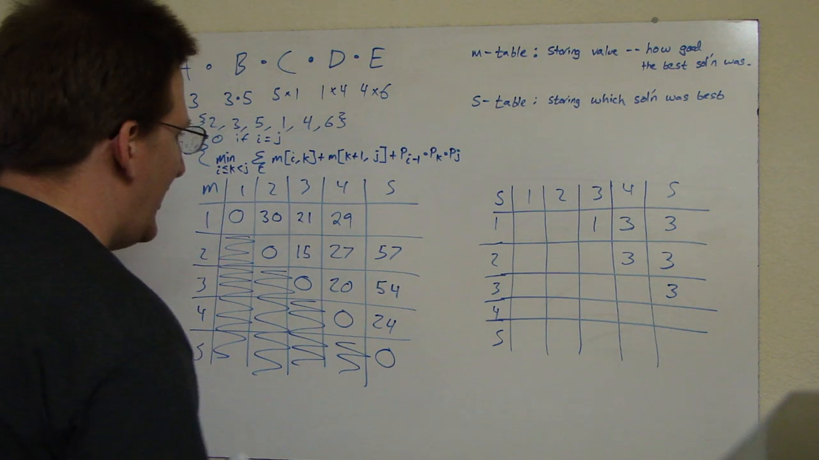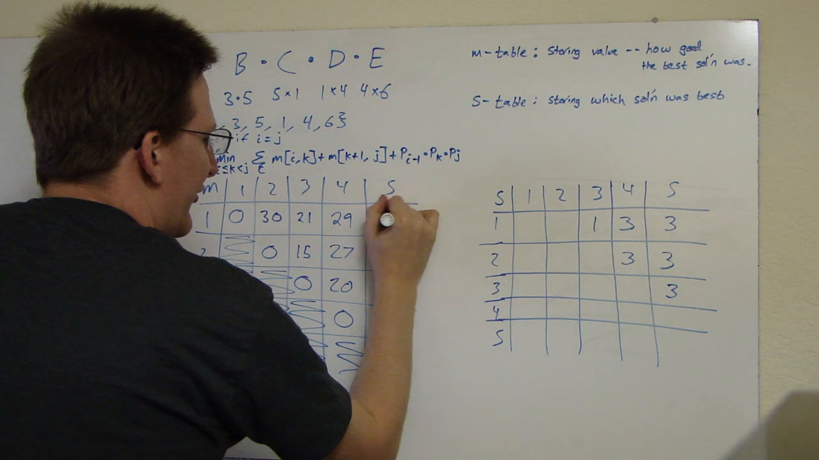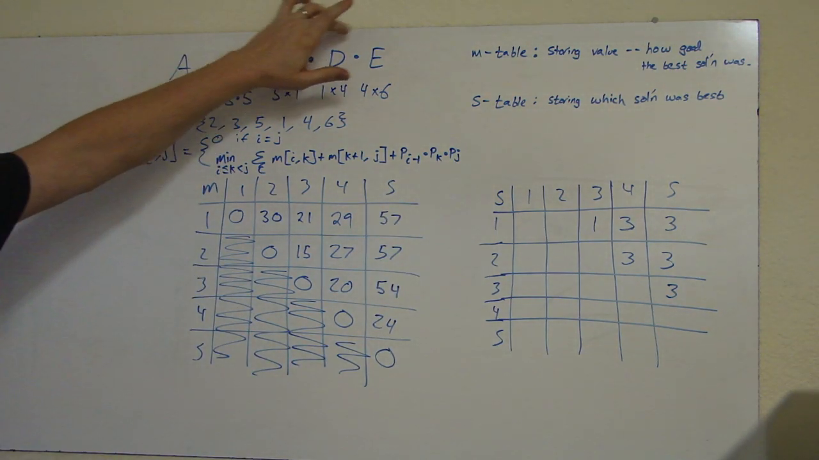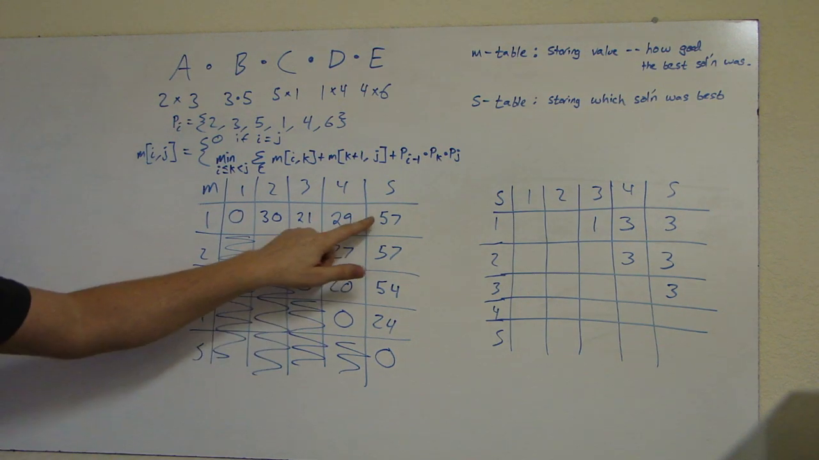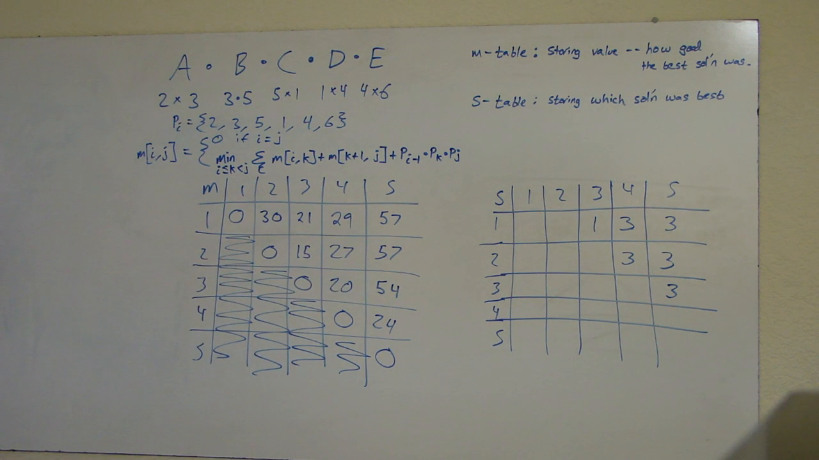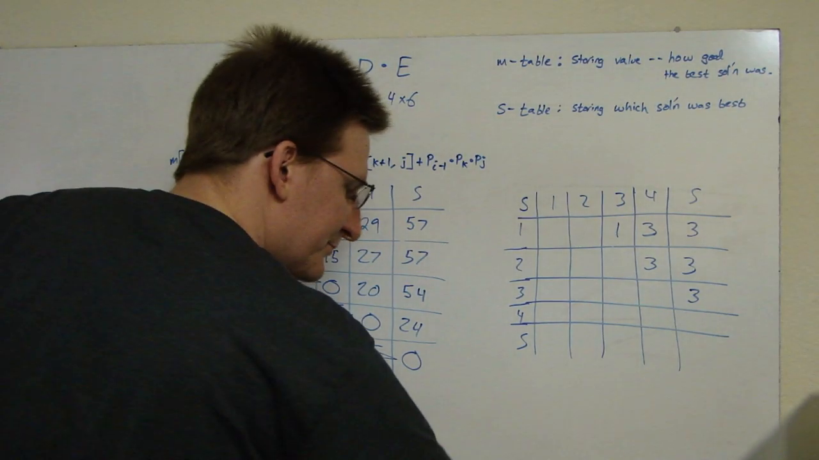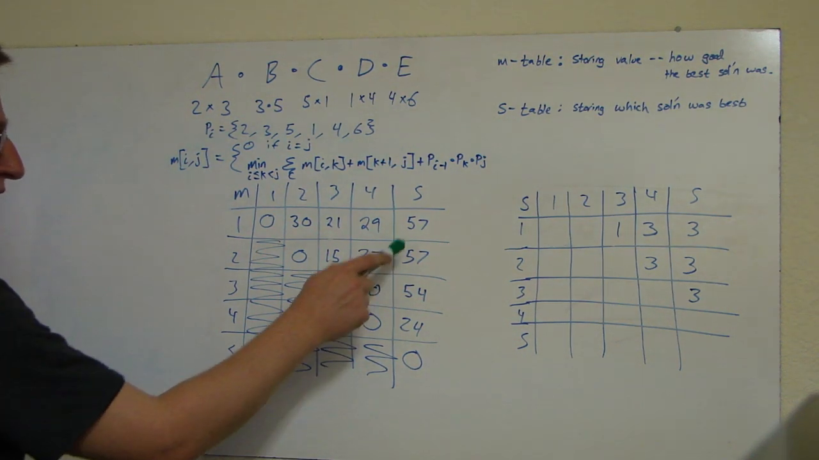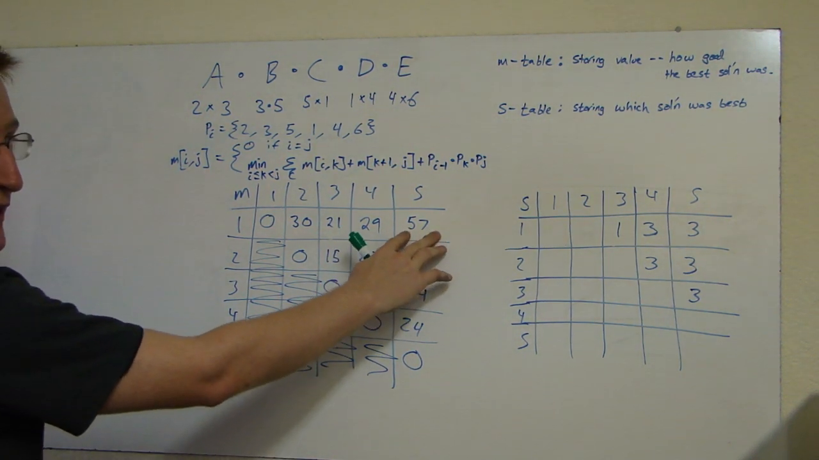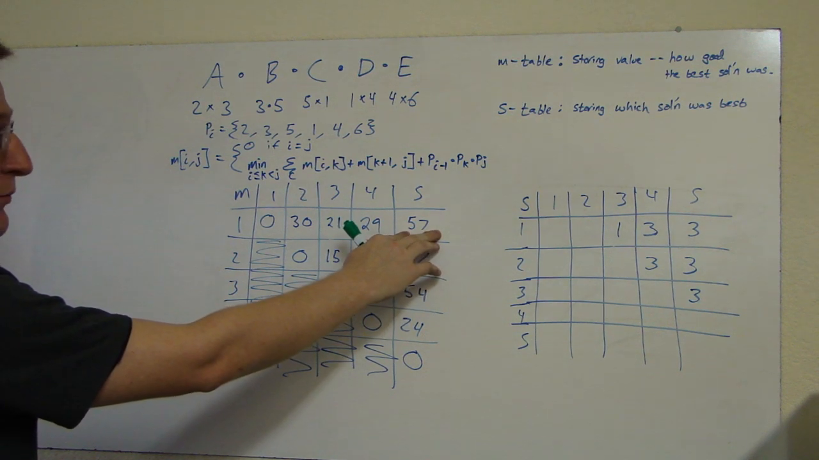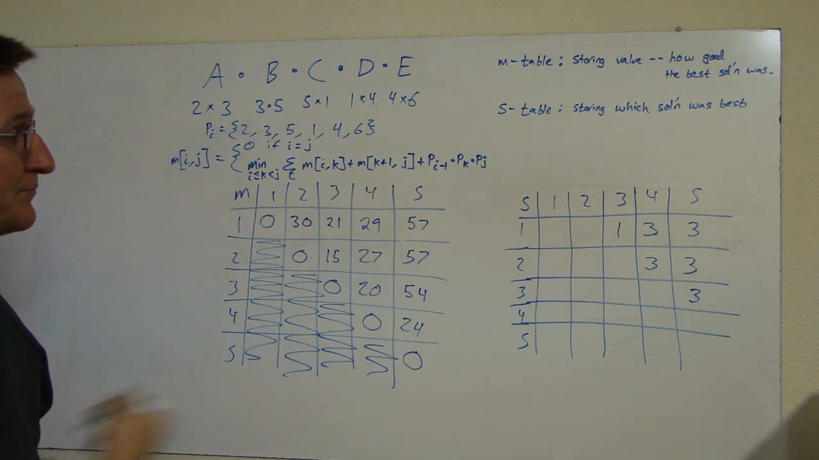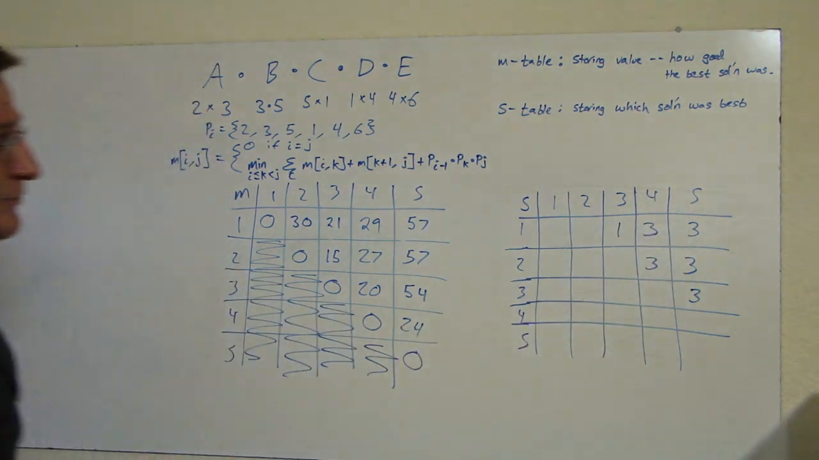And the result, although I just erased it, was 57. So it is possible to calculate A, B, C, D, E in only 57 multiplications, whereas some of the other options were as high as 144. So, for the last step, all we need to know is how to look up how did we get the entire matrix A, B, C, D, E in 57 multiplications. And to do that, we have to look at our S table.